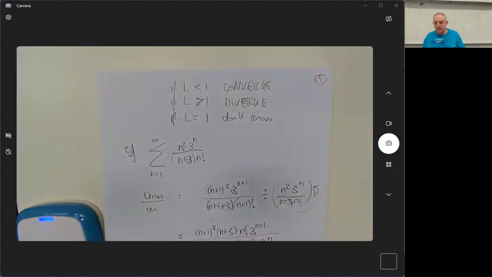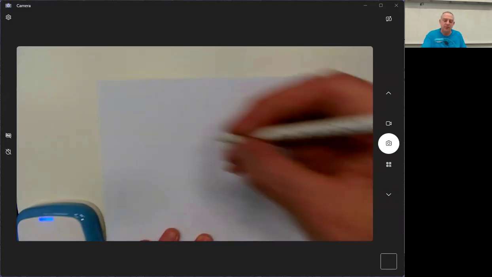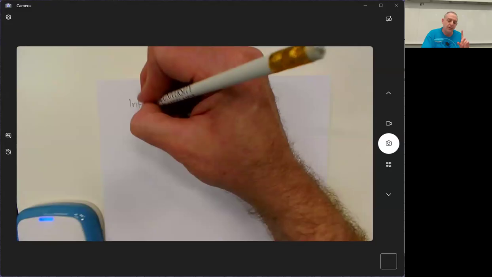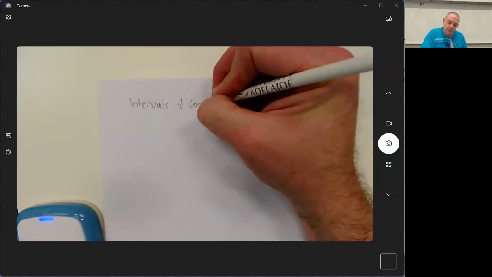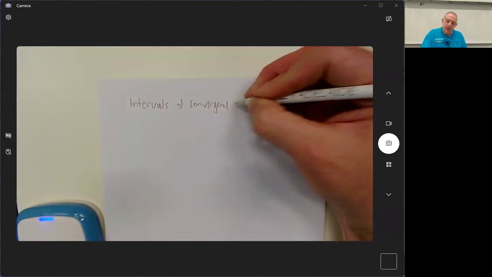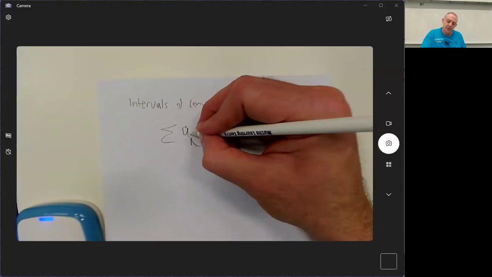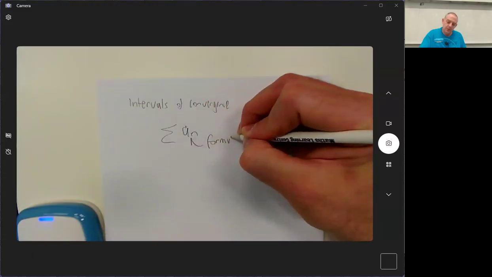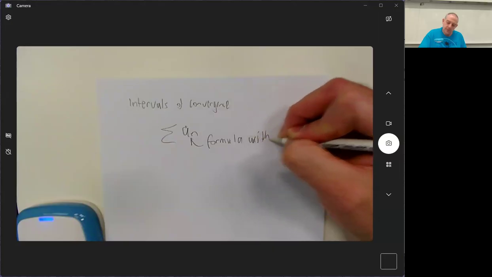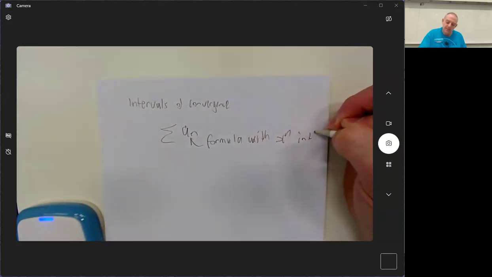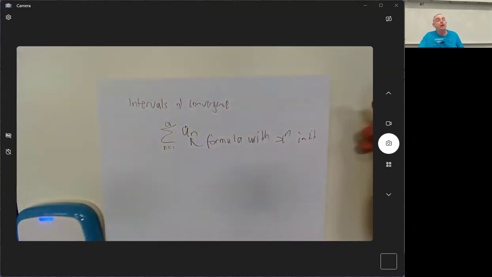The last thing I want to say, just as a final piece of advice on that front, is that when you're doing intervals of convergence, you've got a formula with an x to the n in it. That's what your intervals of convergence are designed for.